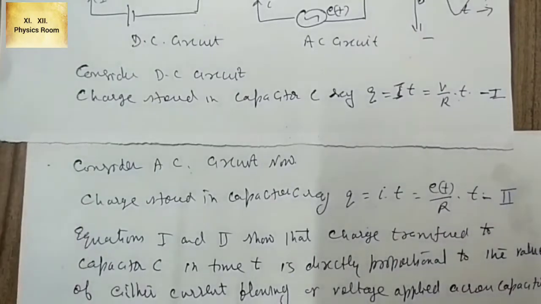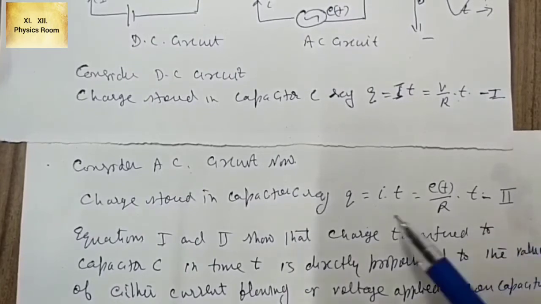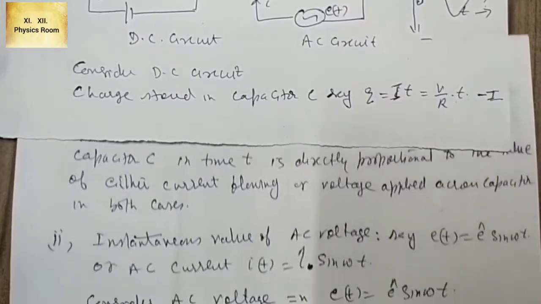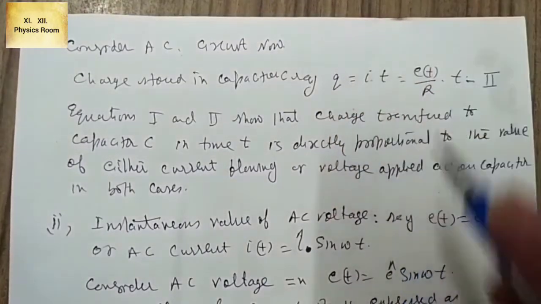Okay. Now the instantaneous value of AC voltage. You take any one equation, either the voltage equation or the current equation, that we will see later on. Now here, the instantaneous value of AC voltage, say E(t) is equal to E max sine omega t, or AC current I(t) is equal to I max sine omega t.